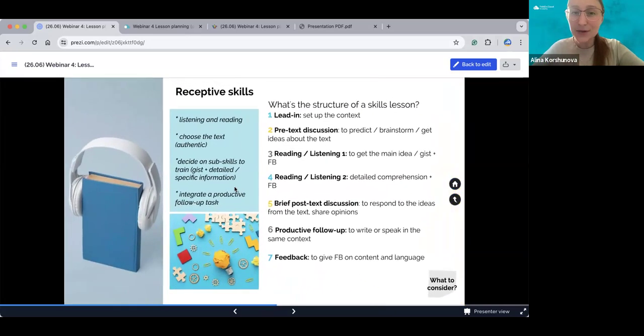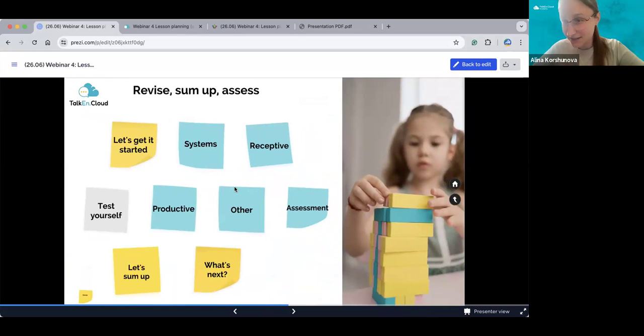Okay, so I suppose everything is clear here. Let's have a short test and move to the productive lessons. We haven't discussed that yet in our course. So today we will discuss a little bit how to plan writing and speaking lessons.